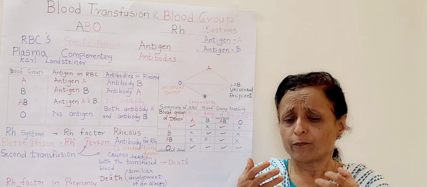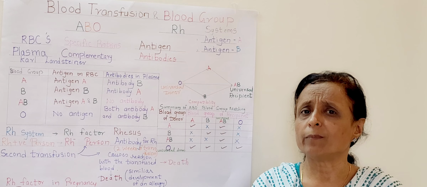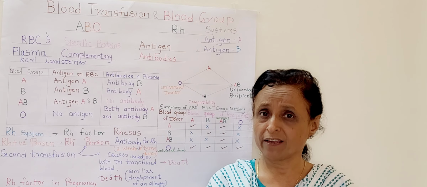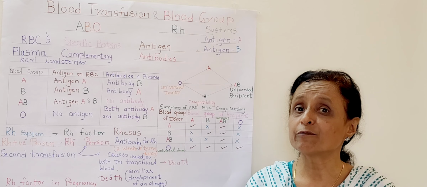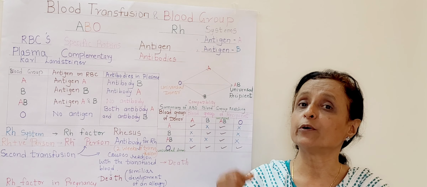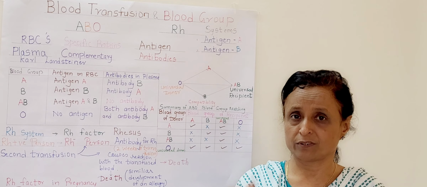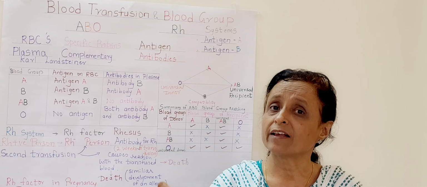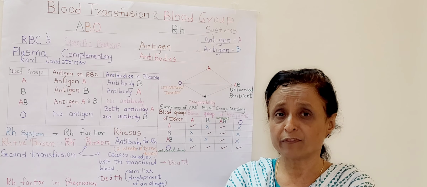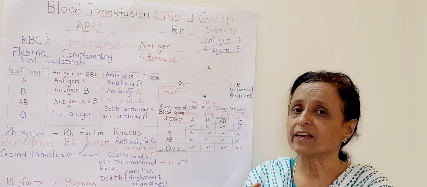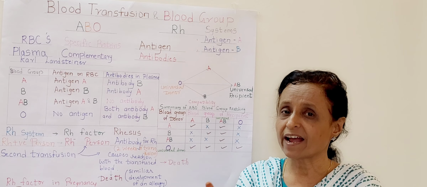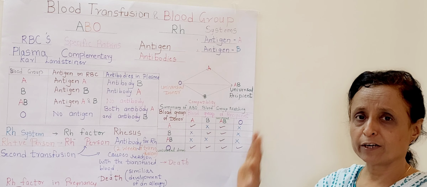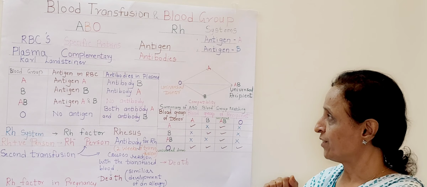Now why do we need to know our blood group? Because supposing we undergo some surgery and we require a blood transfusion, at that time our blood group is very important. Only a special type of blood group can give the blood, and special types can receive the blood, donor and recipient. Blood transfusion and blood group are very closely related.